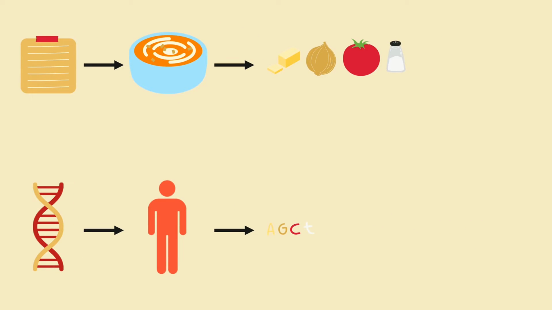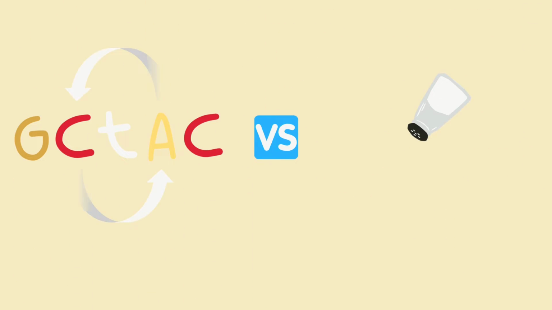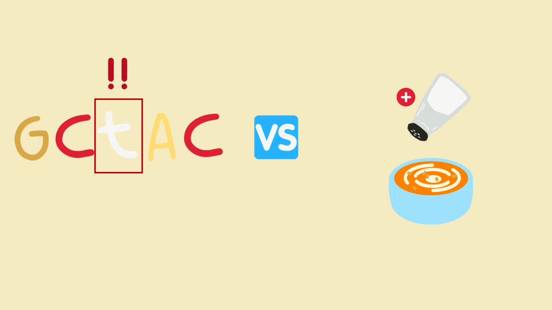They are quite similar, but the genome is just much longer compared to the tomato soup recipe, and sometimes the order of the nucleotides might swap. But in most cases, just like adding a bit more salt, it won't make a lot of difference. But when it does make a difference, it could be very dangerous, or too salty. Let's go back to our soup making.